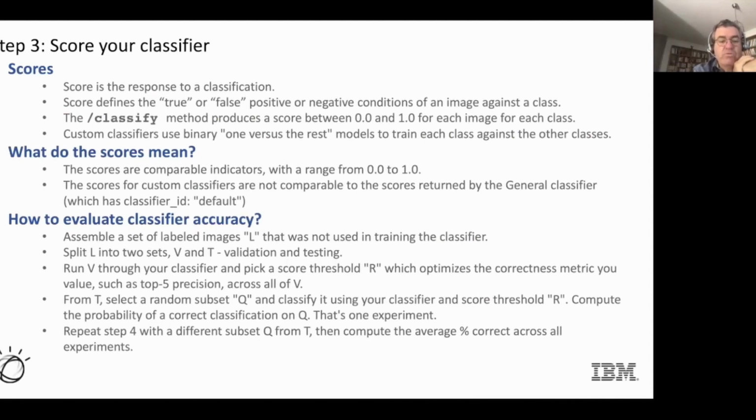And then from the test set, you select again a subset, classify it using your classifier and the score threshold that is meaningful to you, and you compute the probability of a correct classification. You can repeat this with other subsets and compute the average percentage of correctness across all experiments. So you not only need to create a model by training it, you need to validate that the results provided are okay, and to do that you need a testing set or validation set, and you need to get a kind of measure that will show you whether it improves or not.